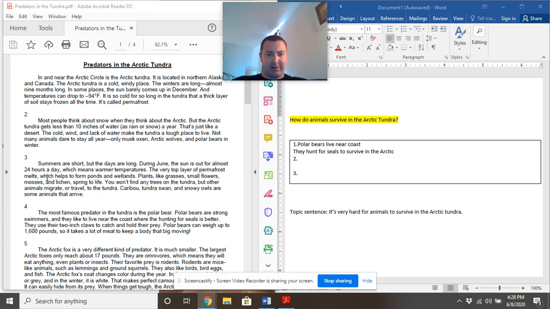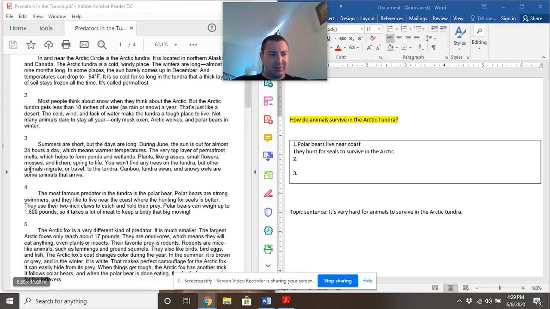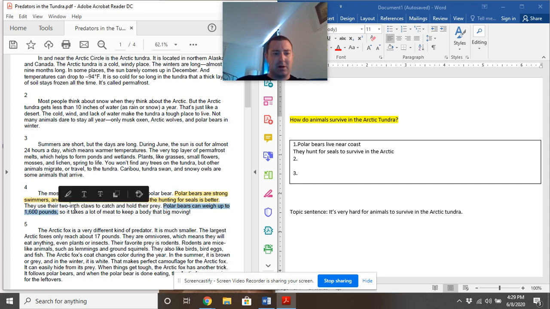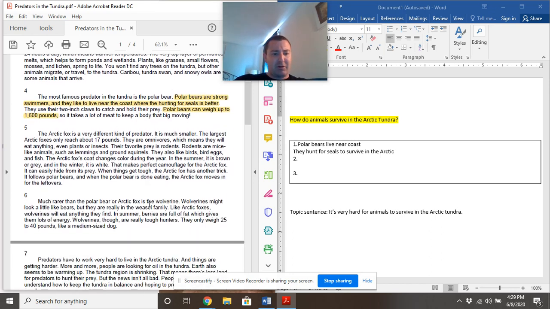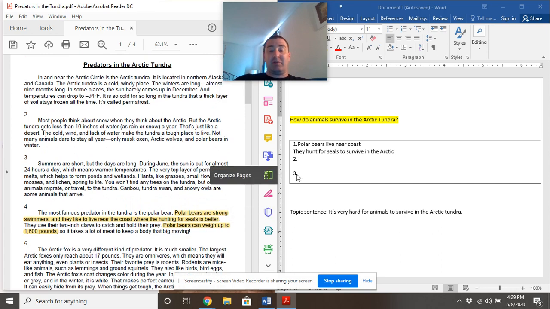We focused in on paragraph 4. I had to restart my computer, so I lost my underline. Paragraph 4, there it is. And we talked about how polar bears are strong swimmers. They live near the coast for hunting seals. We actually underlined this yesterday. And we talked about how that is going to help them survive in the winter because it takes so much for them to survive. So you are planning out two of your own pieces of evidence from either the Arctic fox, the wolverine, any of the other animals provided.